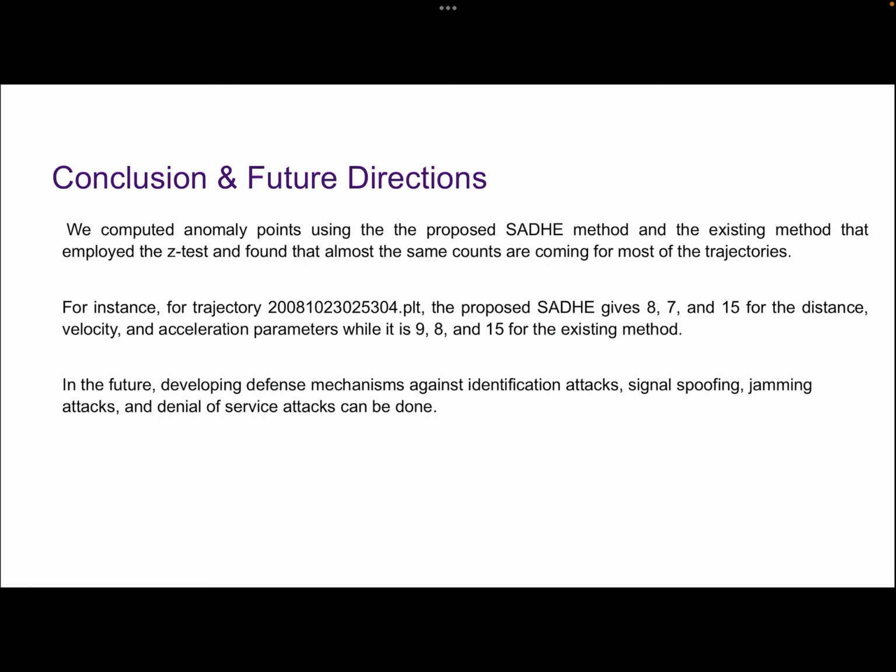As a conclusion, we can say that SADE is performing at par with the existing method and securing the user's location. For instance, for the trajectory points listed here, the proposed method gives the anomalous points at 8, 7, and 15, whereas the existing method in the literature gives 9, 8, and 15. So we see that it is performing at par.